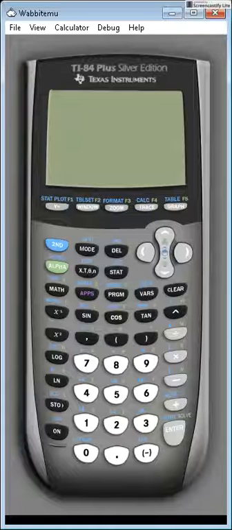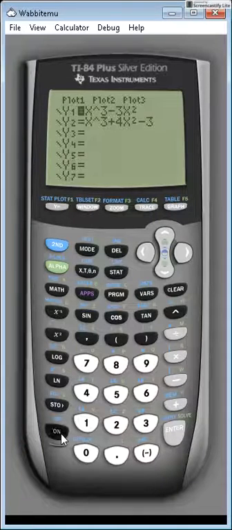So what I have here is a video showing you how to use your calculator to solve. I have a couple equations that you can enter in right now, and we'll go through and solve them. Notice I only have the first one highlighted. We're going to look at one at a time.